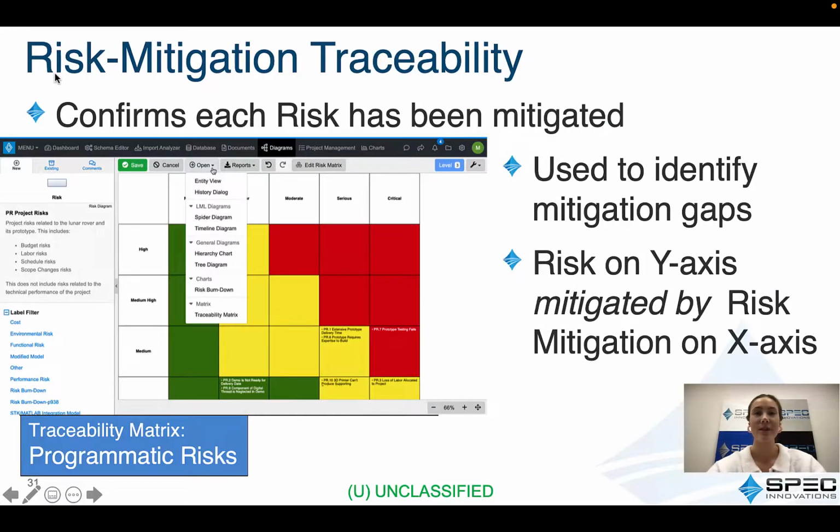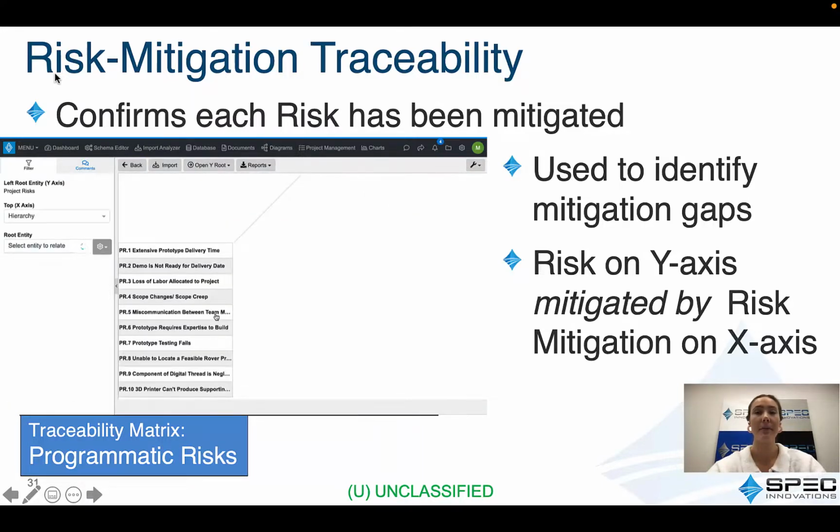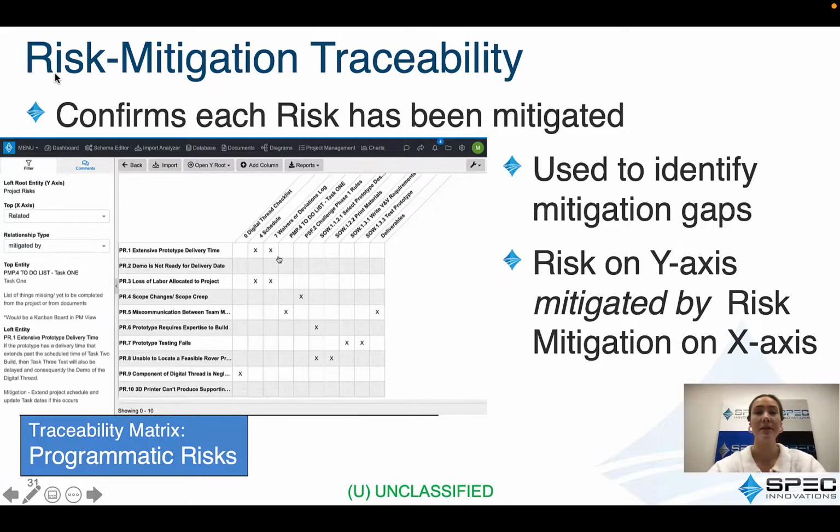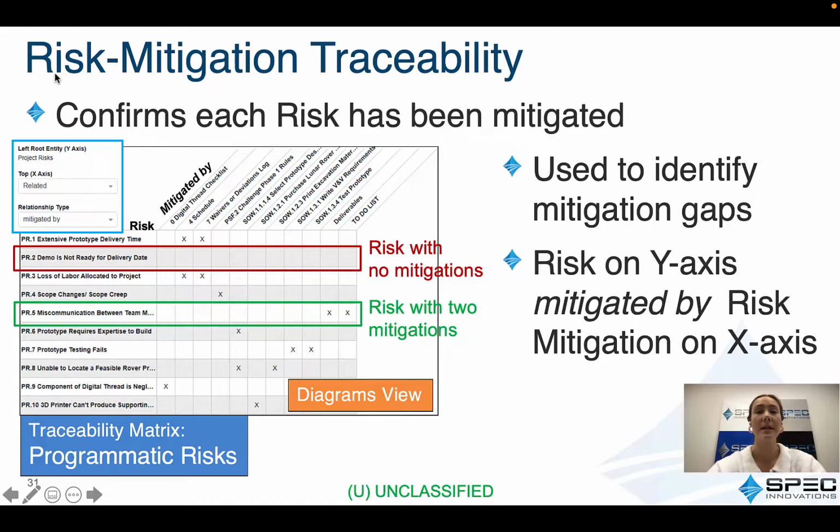To confirm each risk identified was mitigated, a traceability matrix was created by opening it from the programmatic risk matrix. The mitigated by relationship was then used as the top row of the matrix. This process creates a cross table of the risks and the entities related to them using the mitigated by relationships. If a risk does not have an X in its row, then no entity is related to it using this relationship, and a mitigation technique needs to be implemented for that risk.